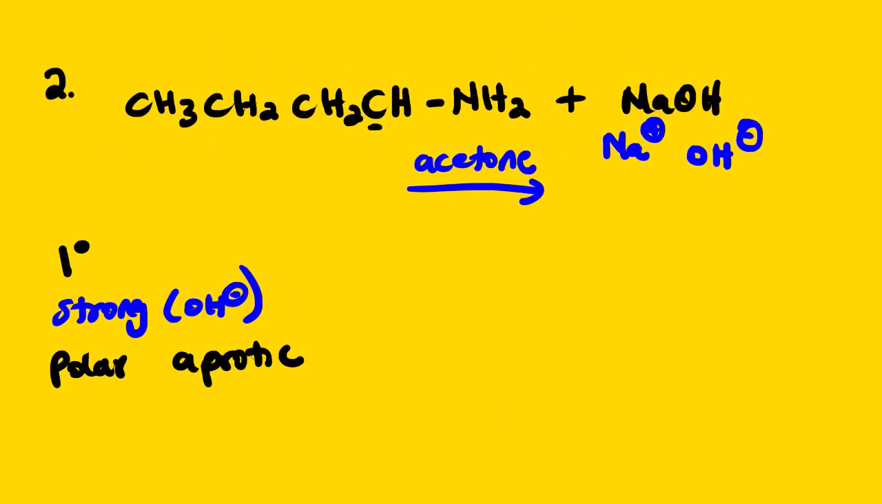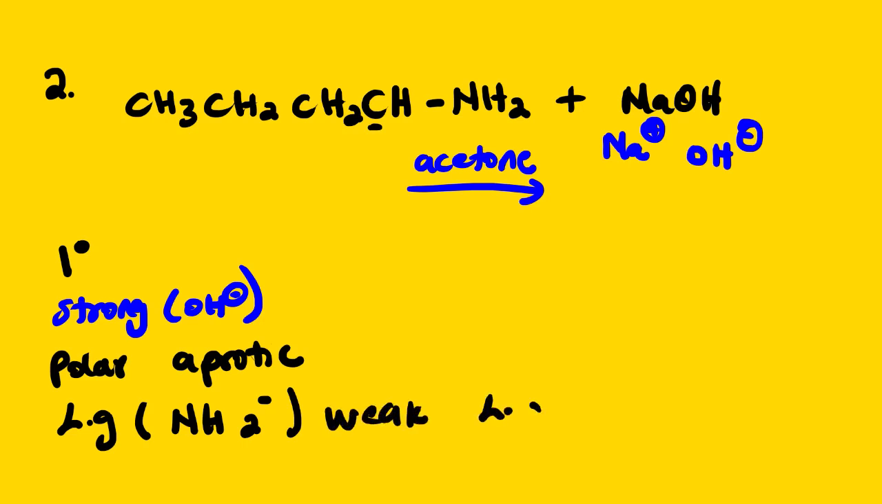Now we can analyze. We have a primary. Our group is attached to the primary carbon. We have a strong nucleophile. We have a polar aprotic solvent. But the problem is, look at the leaving group. Our leaving group is NH2 minus, which is an extremely bad leaving group. We are done with analysis.